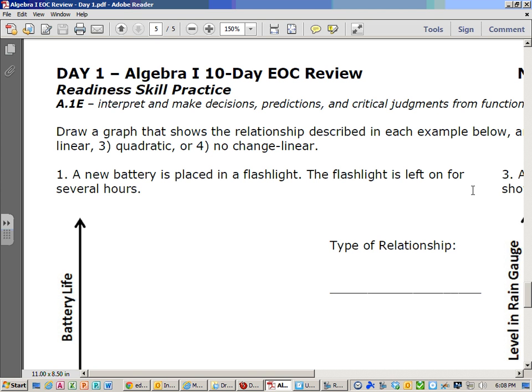All right, let's do this. This is day one of the 10-day EOC review.